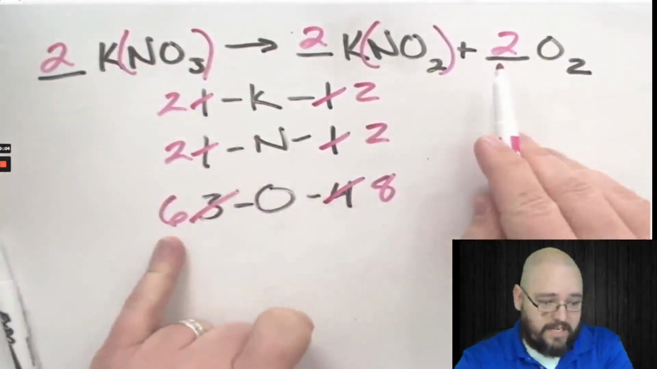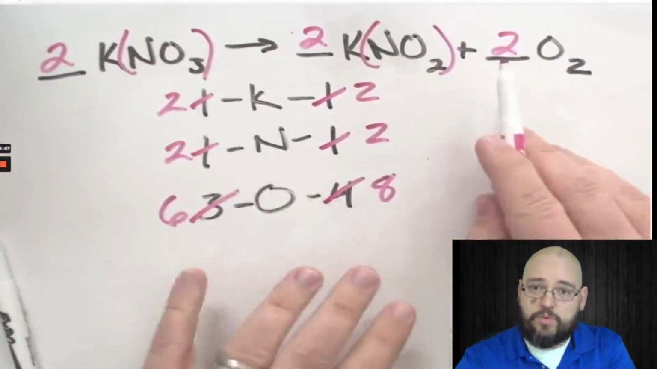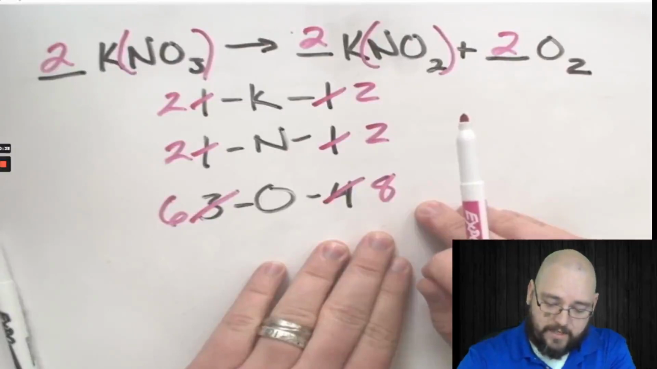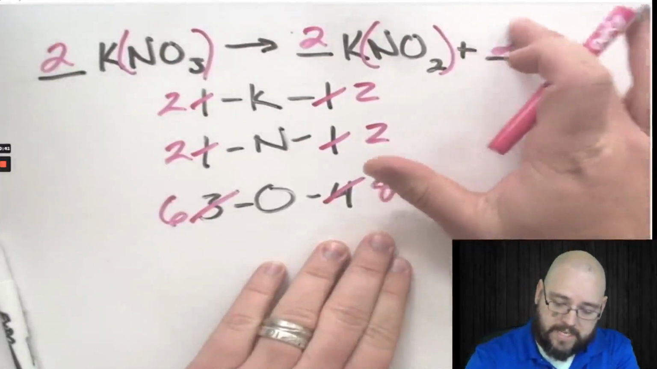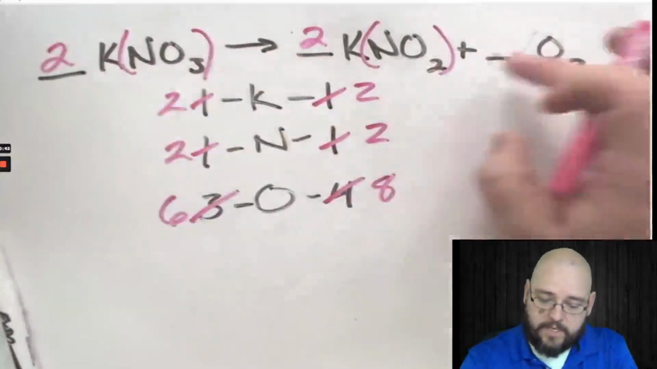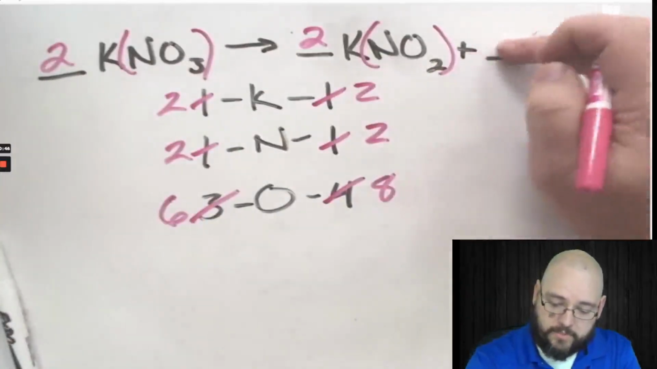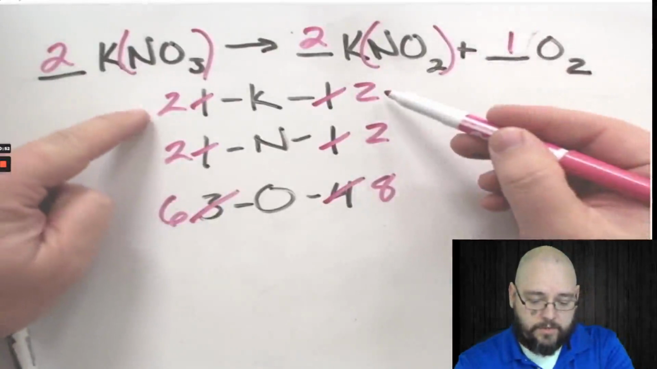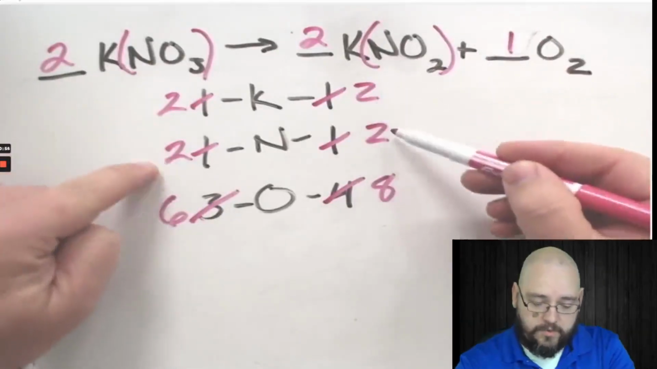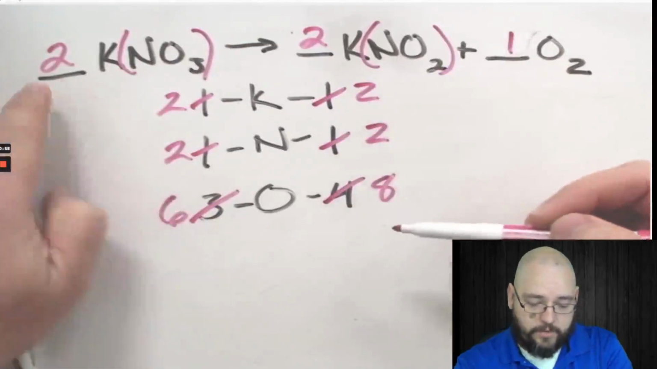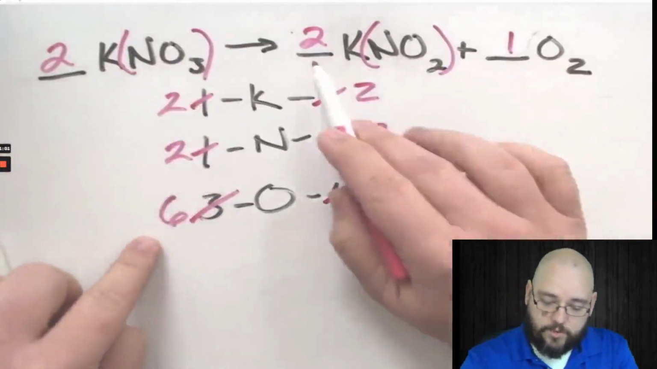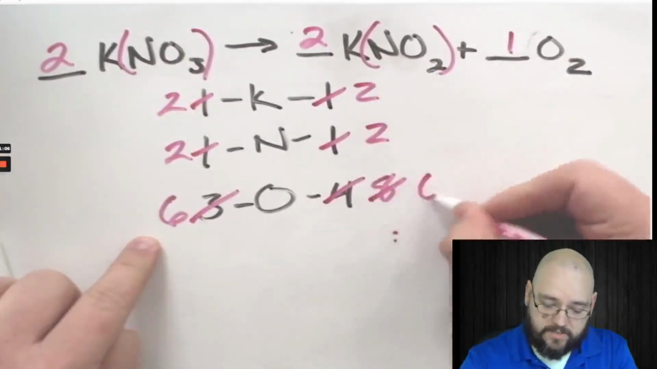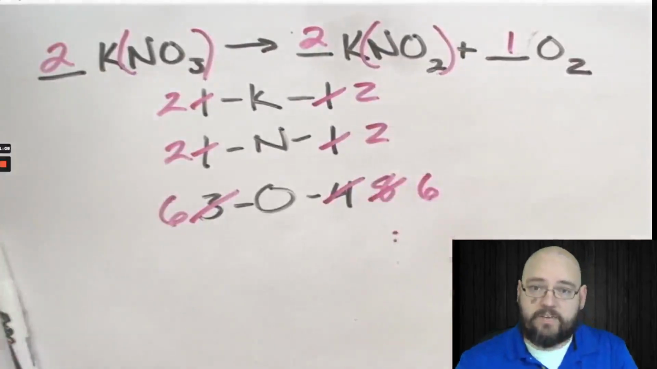So if I have 6 on this side and 8 on this side, I need to get 2 more over here. Okay? So instead of having all of that, let me take this. So I have 4 here and 2 here would be 6. So I'm going to change that to a 1 instead of a 2. So now I have 2 potassiums on each side, 2 nitrogens on each side. I have 6 over here. 2 times 3 is 6. And I have 2 times 2 is 4, plus these 2 is 6. So I've changed that to 6. And so now everything is balanced.